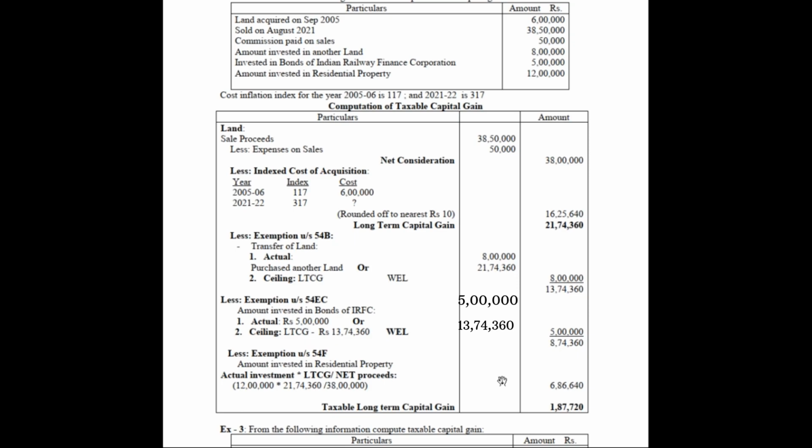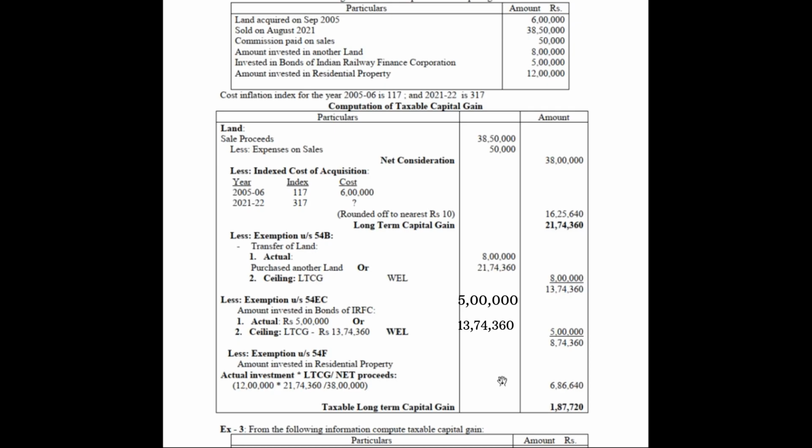Next, exemption under section 54F. Amount invested in residential property. The amount of exemption will be actual investment into long-term capital gain by net proceeds. Here the balance long-term capital gain is 8,74,000, but we applied the 21,74,360 for the benefit of the assessee. To get the maximum benefit of the assessee, this amount only is utilized when claiming exemption under section 54F. So balance 1,87,720 will be taxable long-term capital gain.